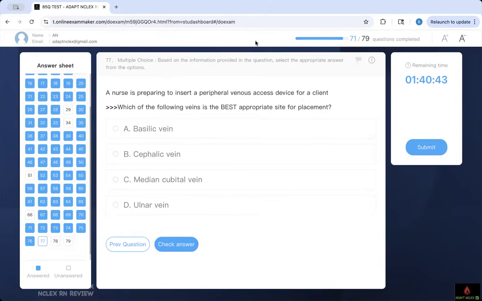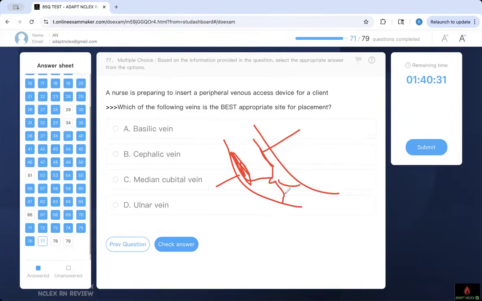There's a strategy there. First, you have to know where the vein is located. So if this is your arm, cephalic, your head, basilic is your base, and they come together and they split. The ulnar is in the middle, it's deeper. So the idea is peripheral. Where is peripheral? A peripheral means something that is superficial. I'm picking a superficial vein.